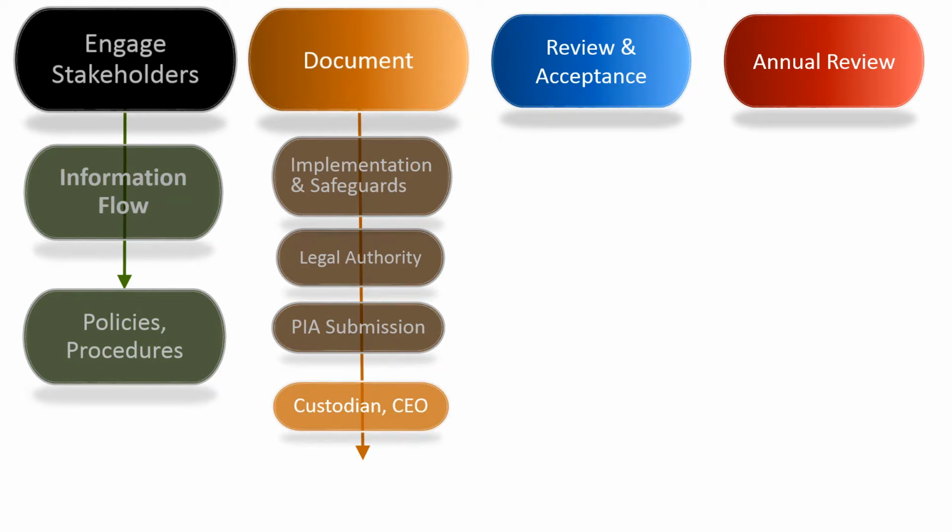The last step in preparing that privacy impact assessment is to make sure that it is reviewed and accepted by the management team and the custodians or the CEO of the organization. Once that PIA submission is prepared and has been accepted and approved by those management parties, then it is sent to the Office of the Information and Privacy Commissioner in Alberta if your PIA involves health information.